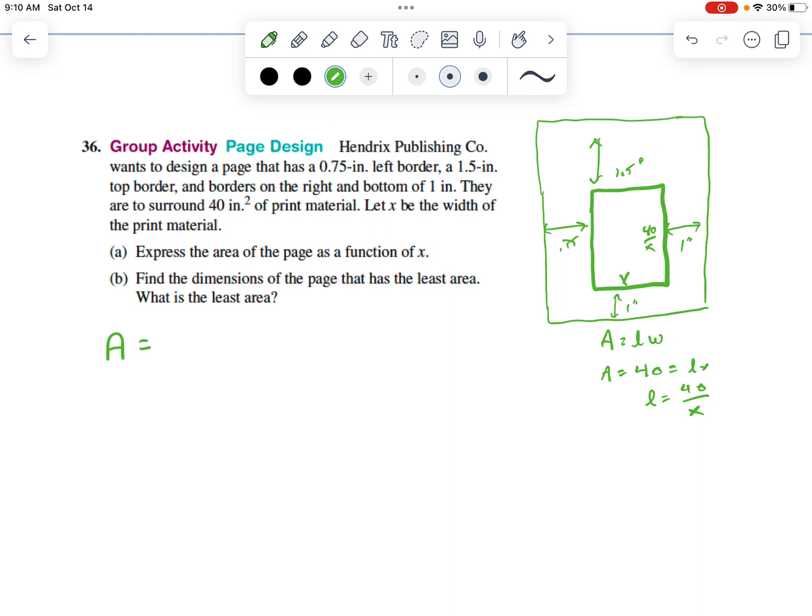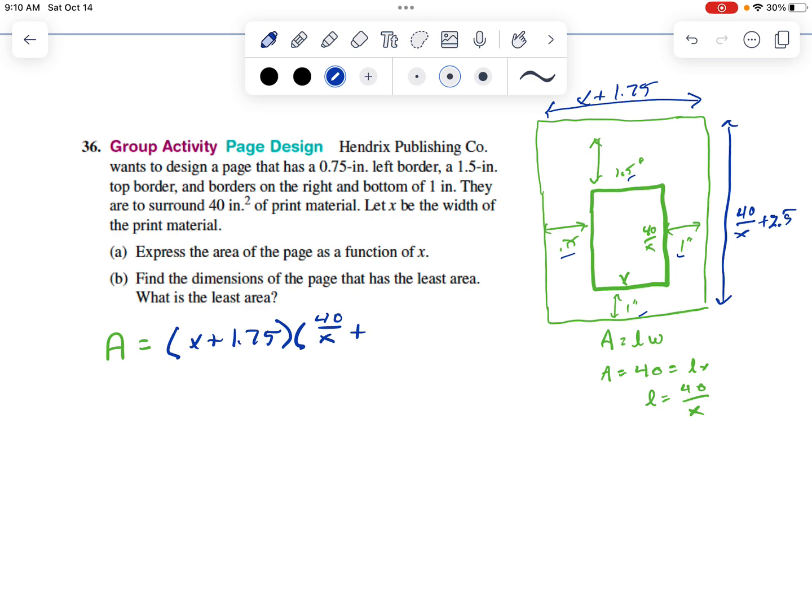So if I'm looking at the width of the whole page, I have X plus .75 and 1, so 1.75. If I'm looking for the other dimension, I have 40 over X, and I have 1.5 and 1, so that's 2.5. So the area is X plus 1.75 times 40 over X plus 2.5.